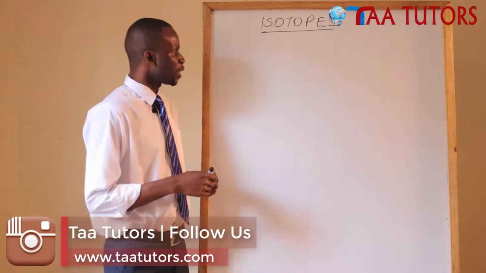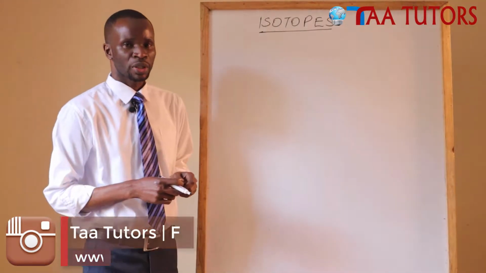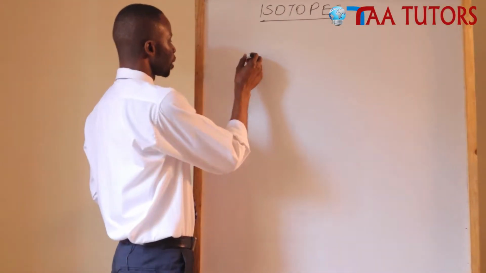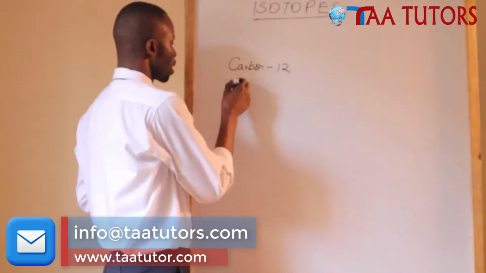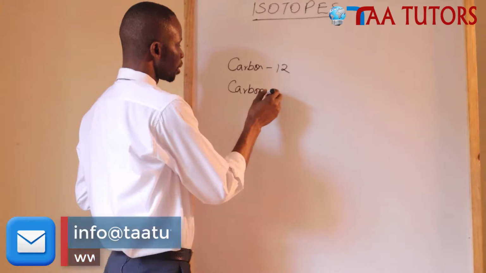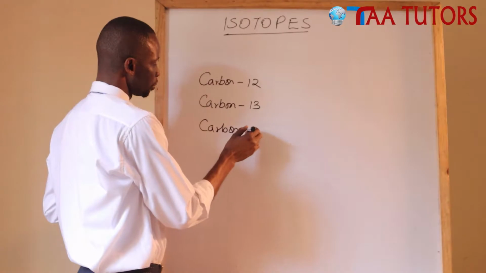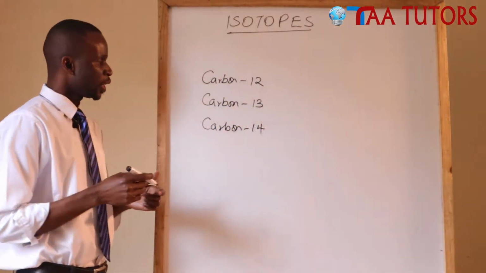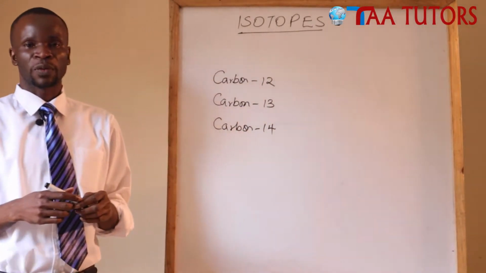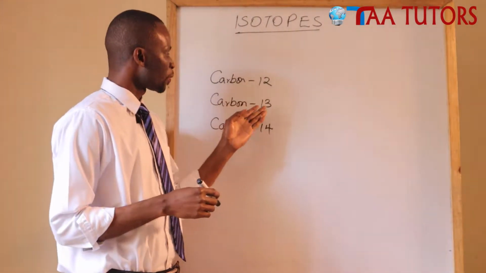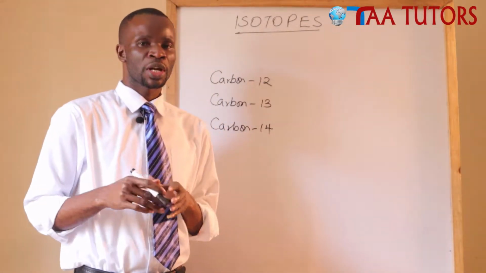Now, I want us to look at three different atoms of carbon. We'll call them carbon 12, carbon 13, and carbon 14. What do these numbers, 12, 13, and 14, refer to? These numbers refer to the mass numbers, or the nucleon numbers.